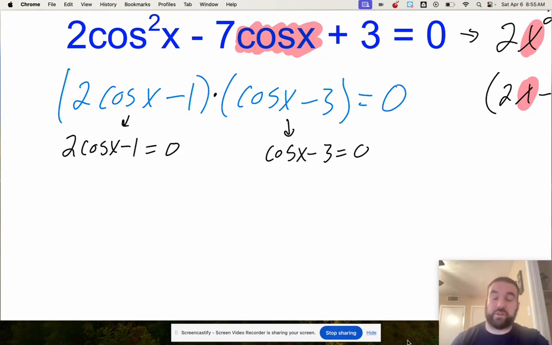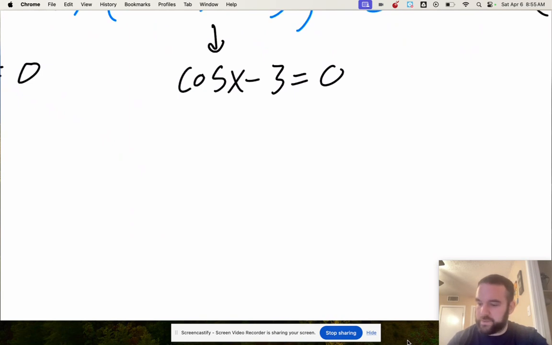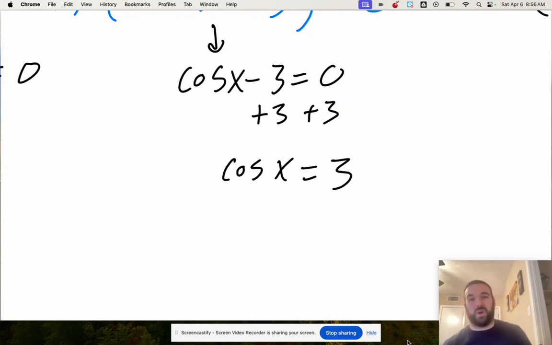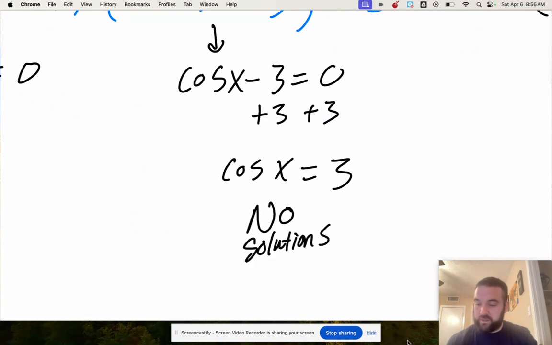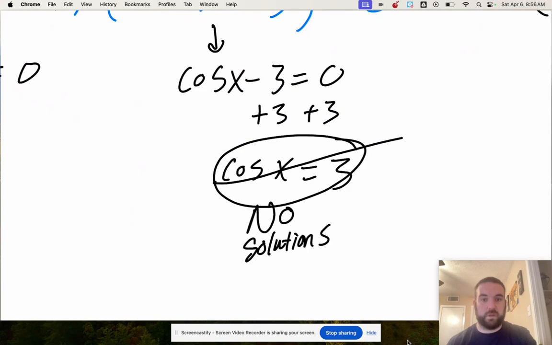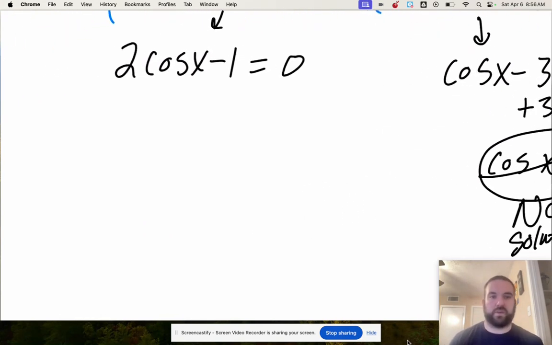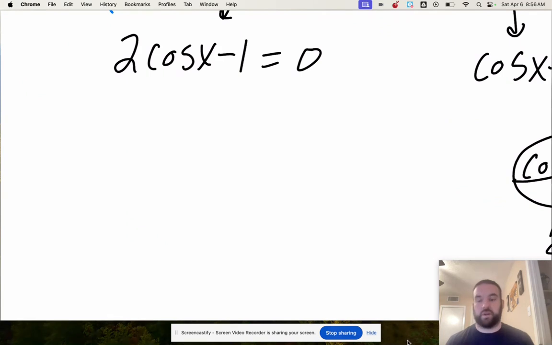You might be like, oh my gosh, I have to do this twice? Well, not really, because if I add 3 to both sides here, I get cosine x is equal to 3. If you think about what cosine looks like, it's a wave that oscillates with an amplitude of 1, and it goes between negative 1 and 1. So when is the cosine curve at a y value of 3? Never. So this portion has no solutions. This is impossible, which is nice, because now I can just focus on when 2 cosine x minus 1 equals 0.